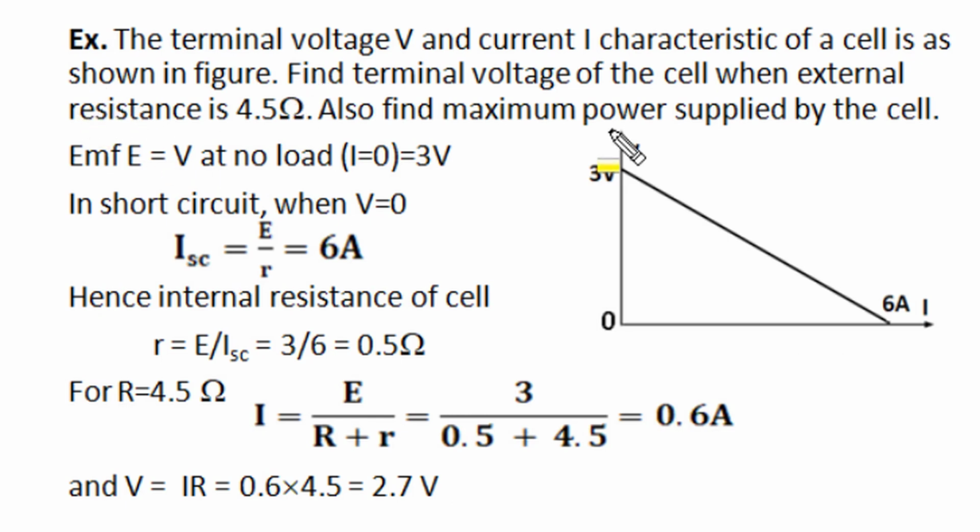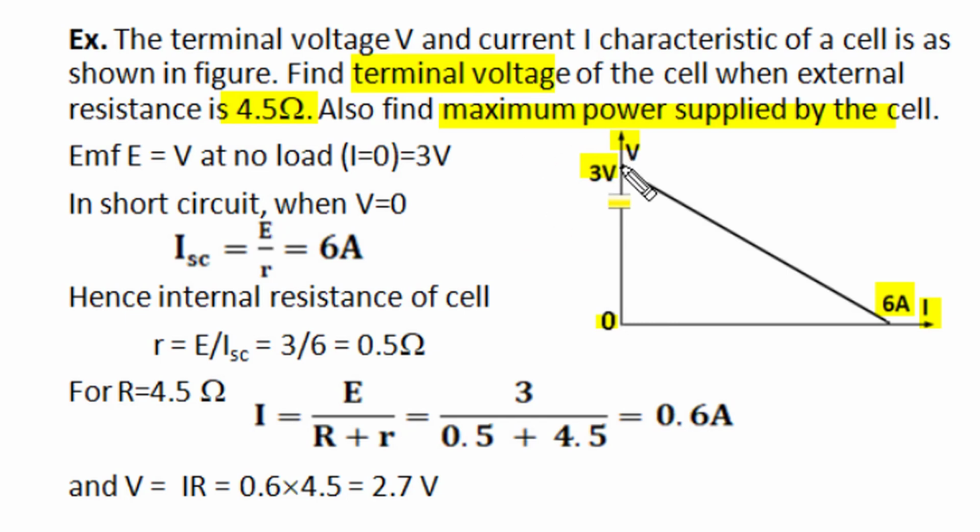We are given the terminal voltage and load current characteristic of a cell in this figure. In open circuit condition, without current, terminal voltage is 3 volt, and short circuit condition has 0 terminal voltage and maximum 6 ampere current. We have to find out the terminal voltage and current of this cell when load resistance is 4.5 ohm, and we have to find out the maximum power condition for this cell.